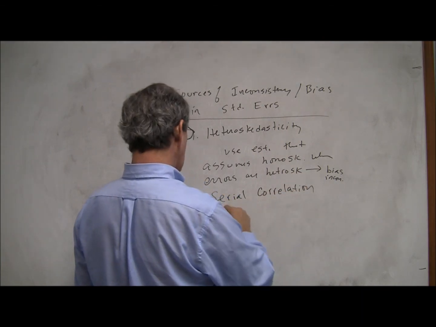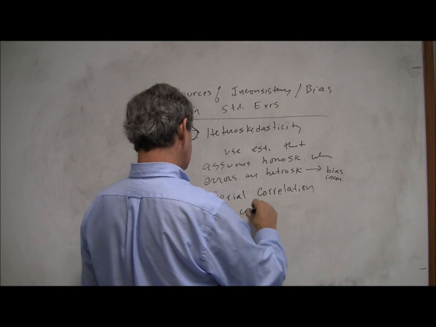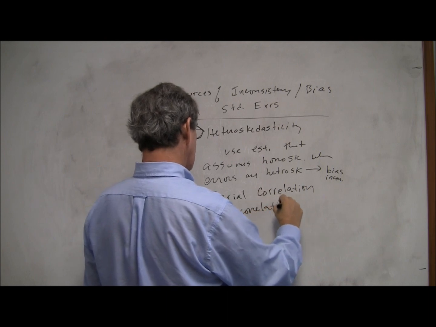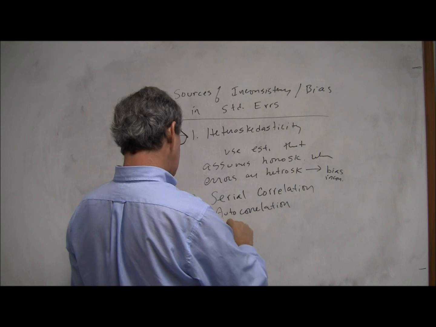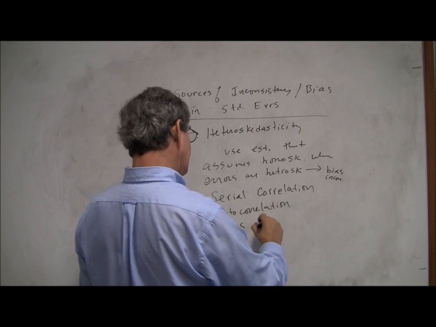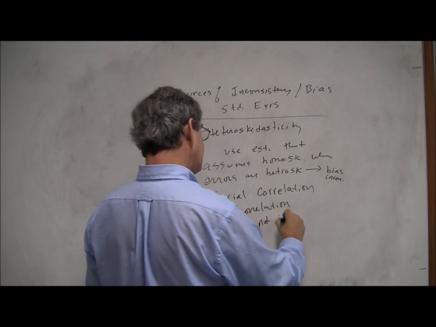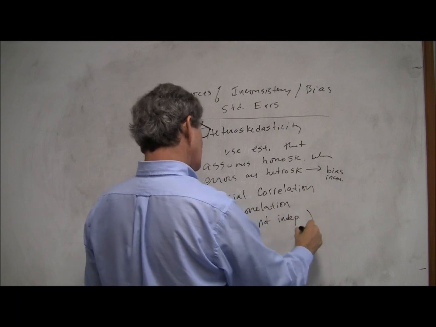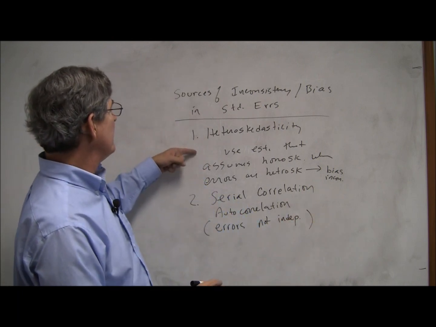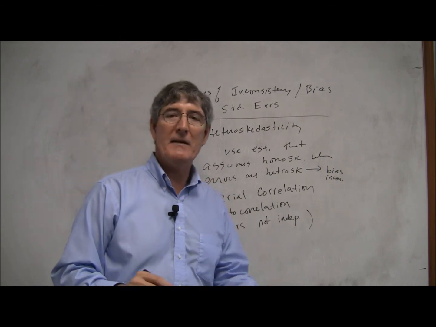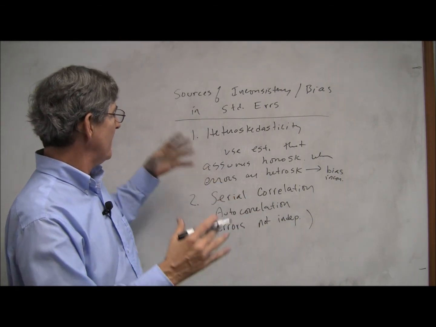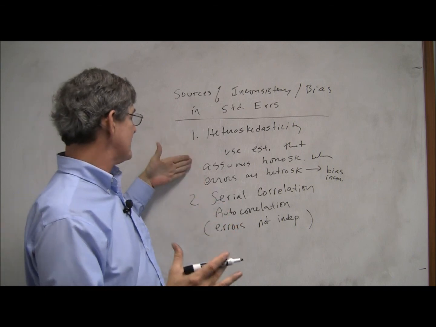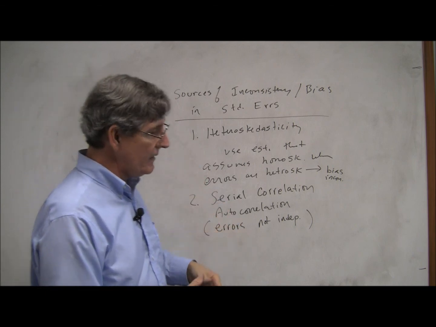It's also called autocorrelation. And the problem here is the errors are not independent. This is a little bit different problem. Remember, with the errors IID, independently and identically distributed, in the heteroscedastic case they're not identically distributed. They have different variances. We can fix that. In this case, they're not independent.